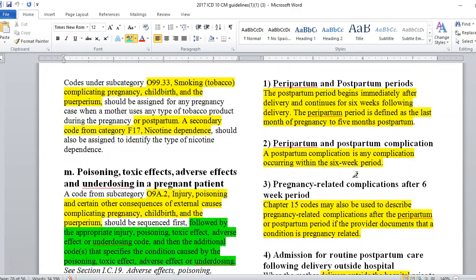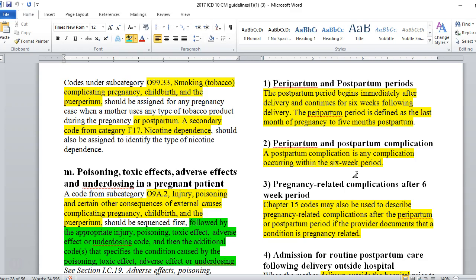All right, now we have some definitions. The postpartum period begins immediately after delivery and continues for 6 weeks following delivery. The peripartum period is defined as the last month of pregnancy to 5 months postpartum. A postpartum complication is any complication occurring within the 6-week period. So again, we have some definitions: postpartum, peripartum.